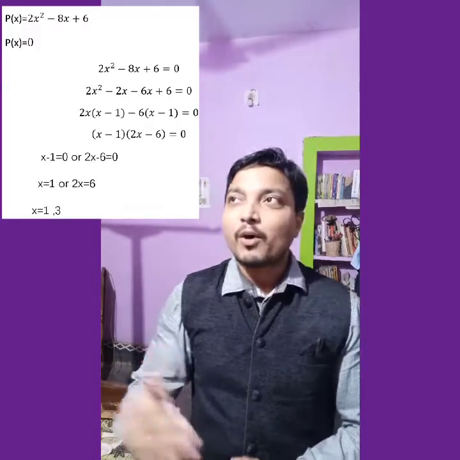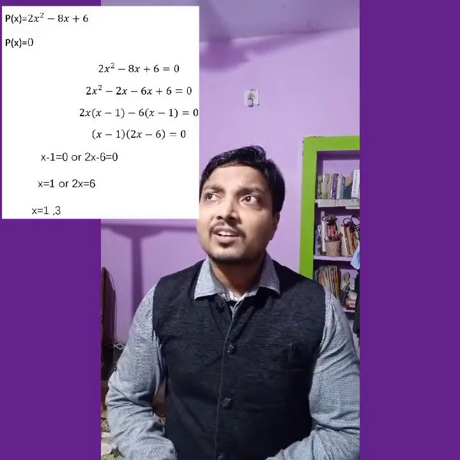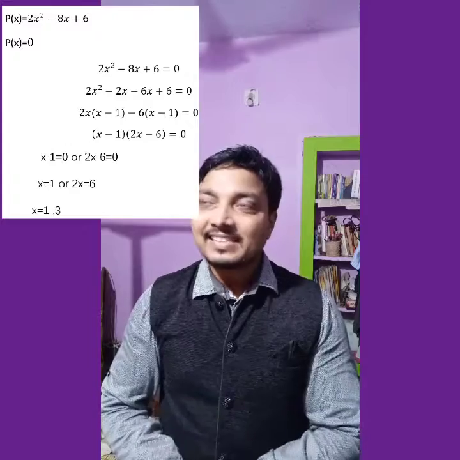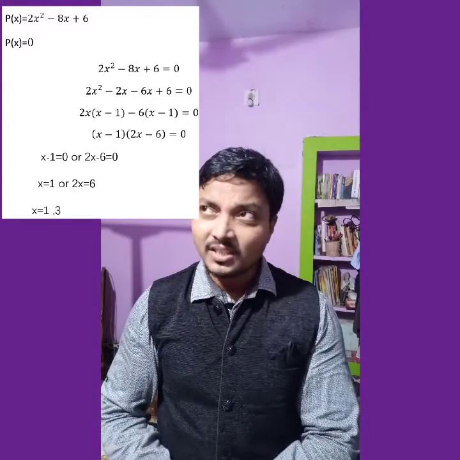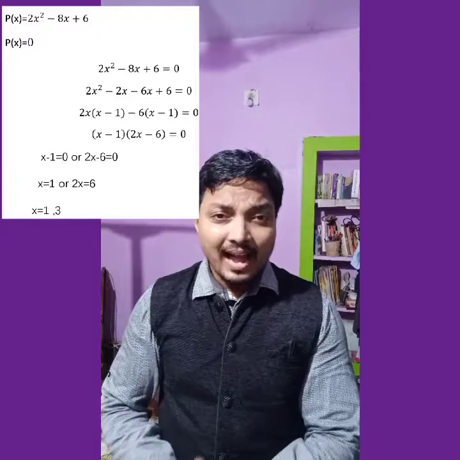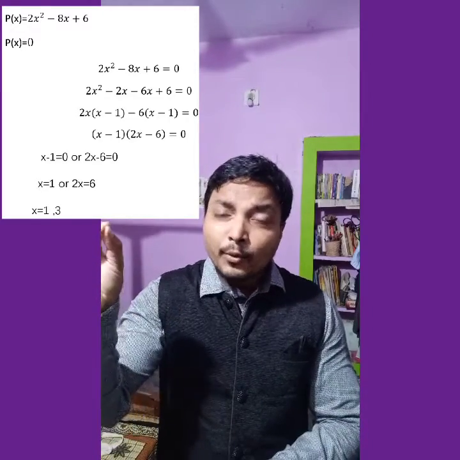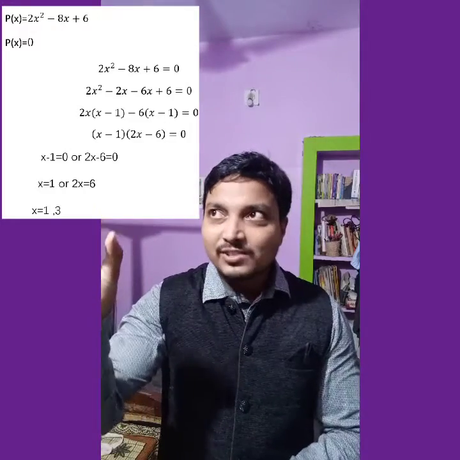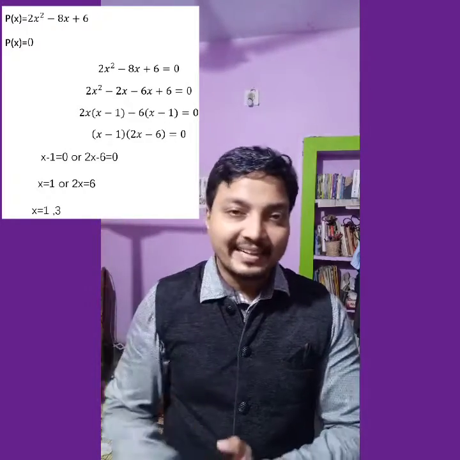So in place of minus 8x, I am writing 2x square minus 2x minus 6x plus 6, which is equal to 0. After the rearrangement, I have to check whether there is any monomial common between the terms or not. Yes, it is clearly seen from 2x square and minus 2x that 2x can be taken as common.